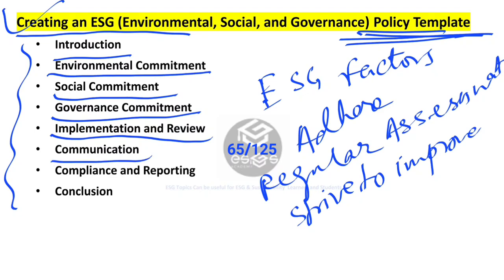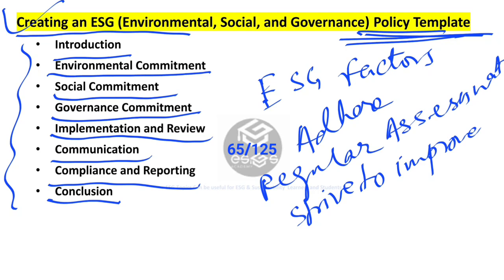Next is communication. We talk about the stakeholder engagement. So how do we write in the policy? Like we communicate our ESG efforts, our ESG performance to stakeholders, transparency. Also, we welcome feedback from stakeholders to improve our ESG initiatives. In the next, compliance and reporting, we can write like we ensure compliance with this policy and applicable laws and regulations, and we report on ESG performance annually or as required by the stakeholders.